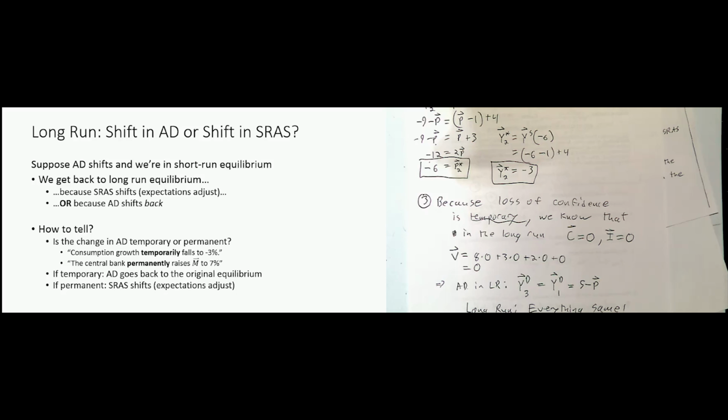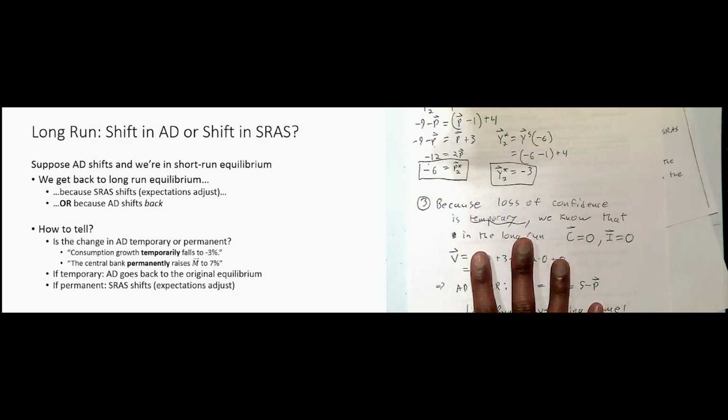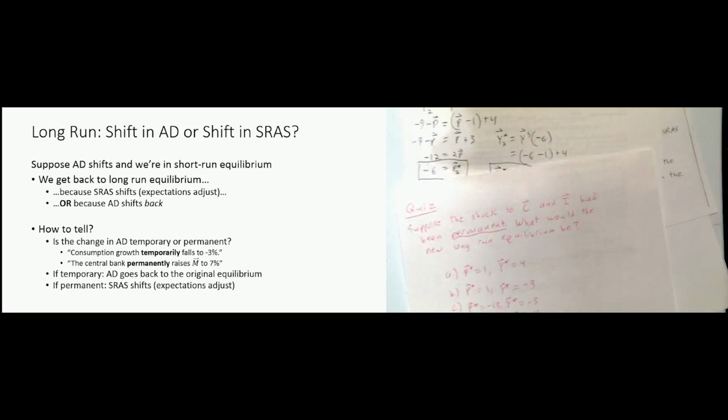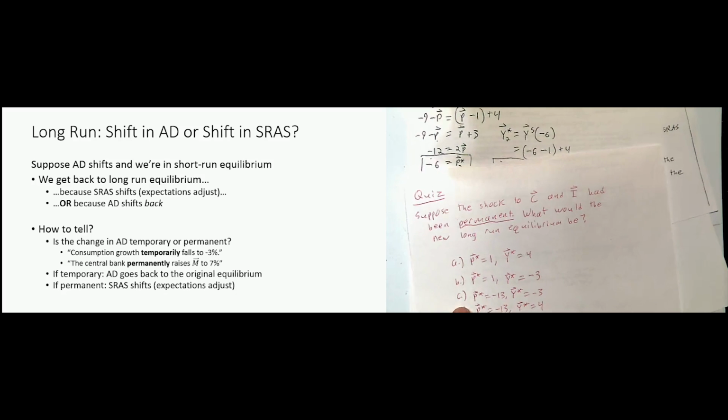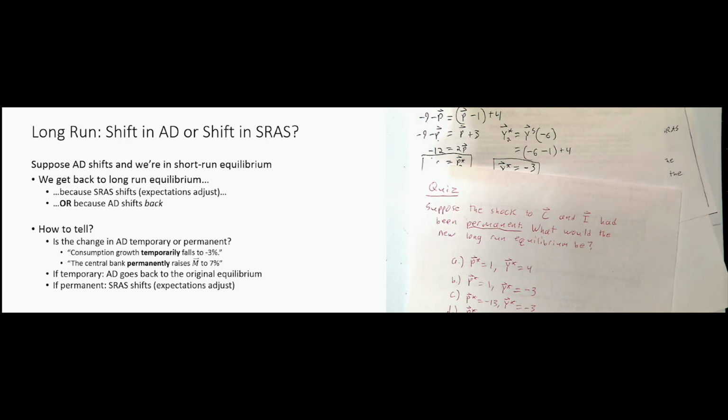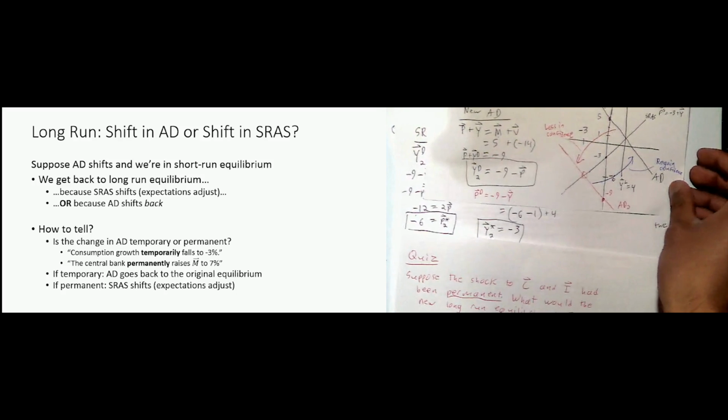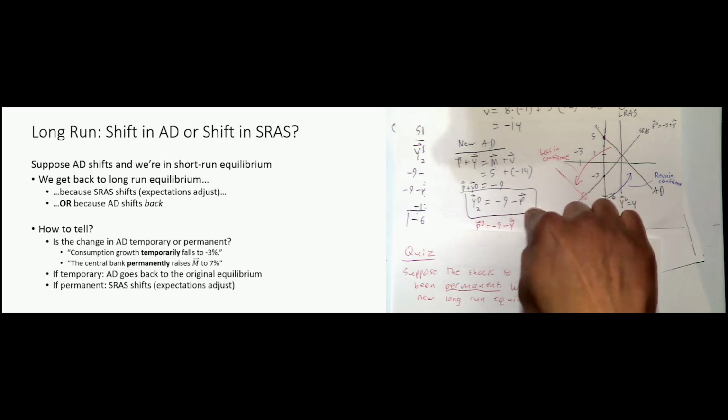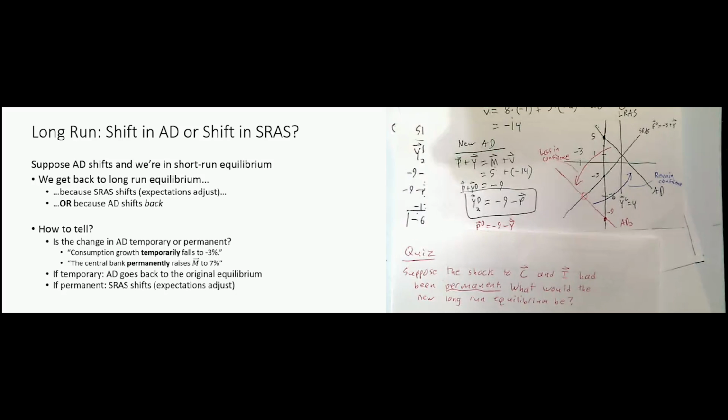So in this example, we considered the case where we had a temporary change in the loss in confidence, right? So let's suppose that it had been permanent. What would the long-run equilibrium be? Suppose that the shock we had before were permanent. So this AD curve that we solved for and found right over here, let's suppose that were permanent. So what would be the new long-run equilibrium? Which one?